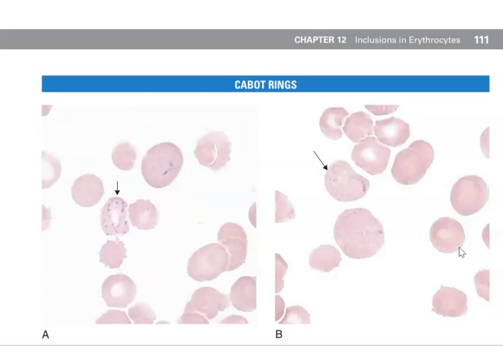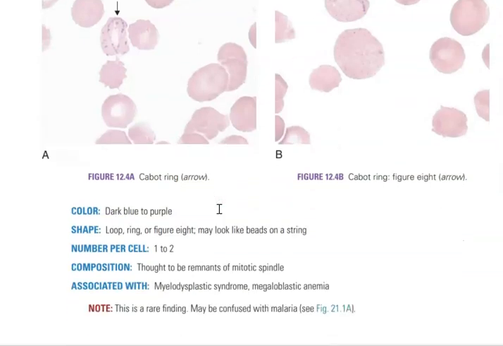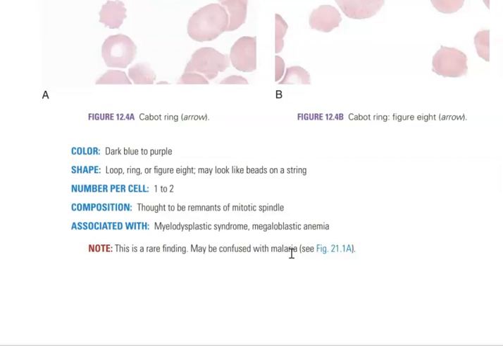Next up on page 111 is our Cabot rings. Cabot rings are thought to be remnants of the mitotic spindle. Remember, the mitotic spindle helps our cells divide, and these are kind of a rare finding. The Cabot rings are these fine, spindly little rings that you find. Sometimes you can find them in figure 8 patterns, but these are not found very often. They're a rare find, but again, they're thought to be a remnant of the mitotic spindle.